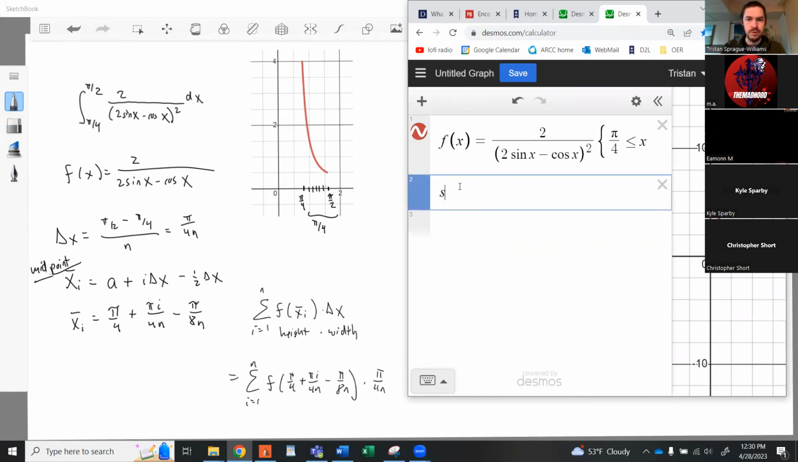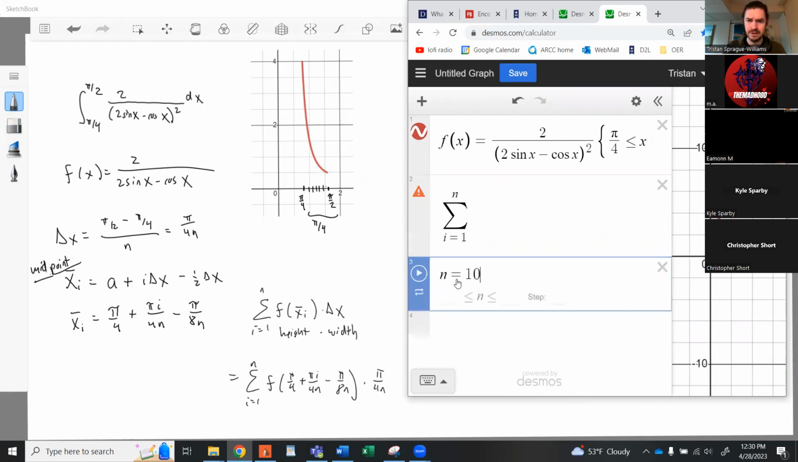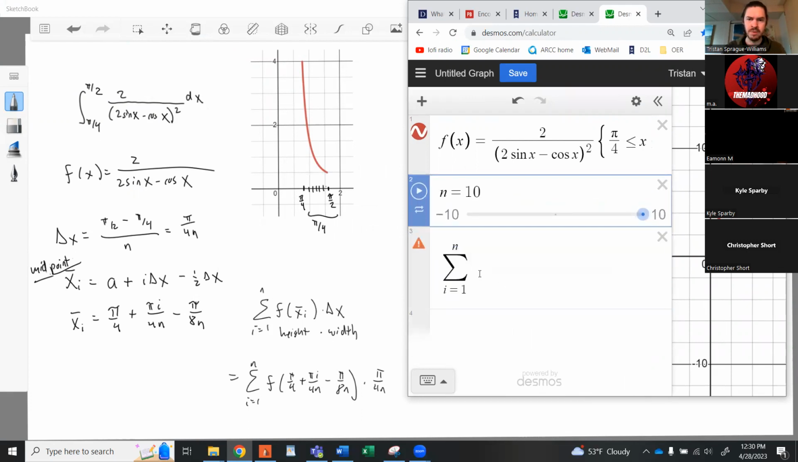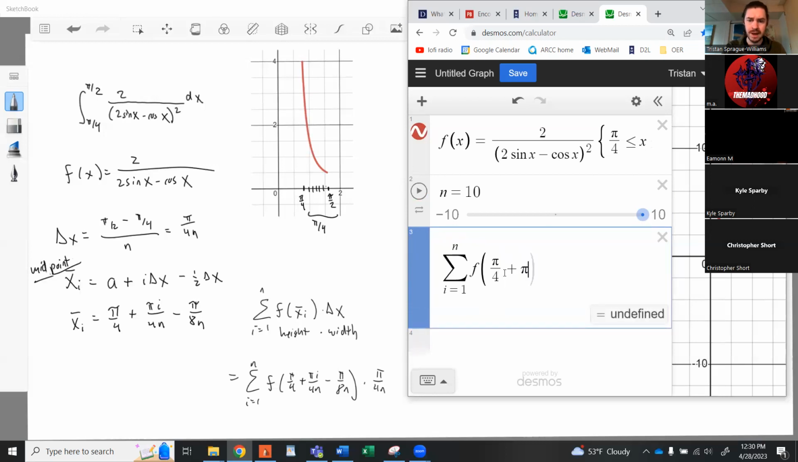And now we're going to sum. I'm going to call this i equals 1 to n. And we need an n value. n equals like 10 or something. So n is a parameter we'll be using. Now what we're going to do is just type in f of, and then I can do pi over 4 plus pi i over 4n, and then minus pi over 8n, all of that, and then times pi over 4n. And there we go.